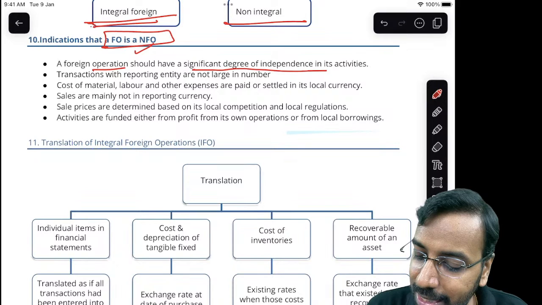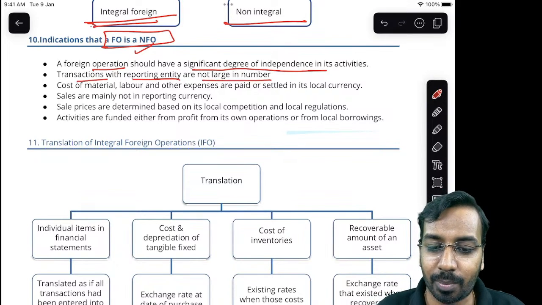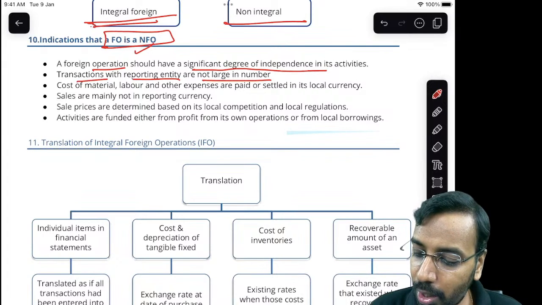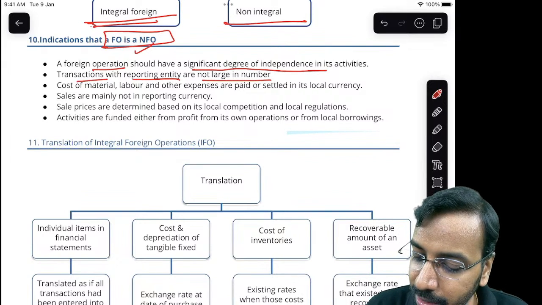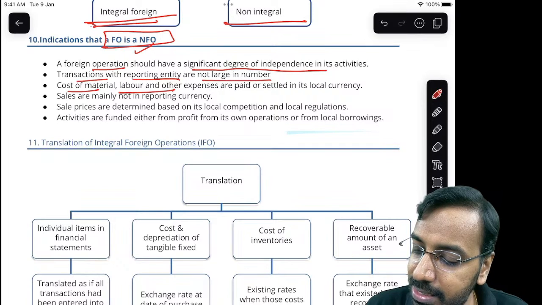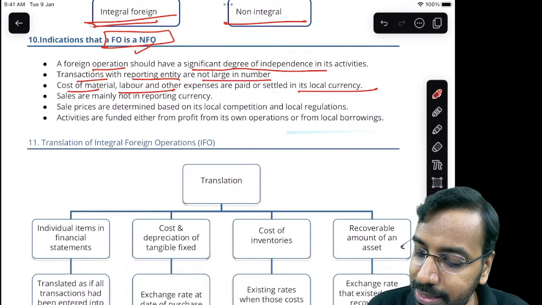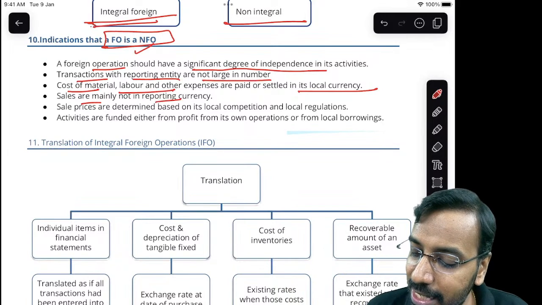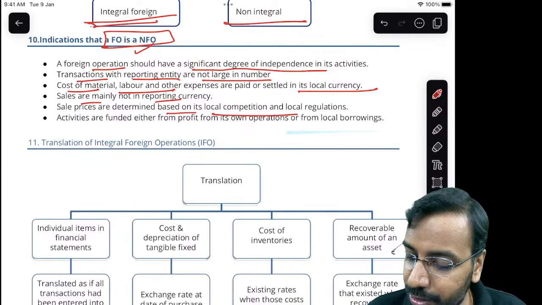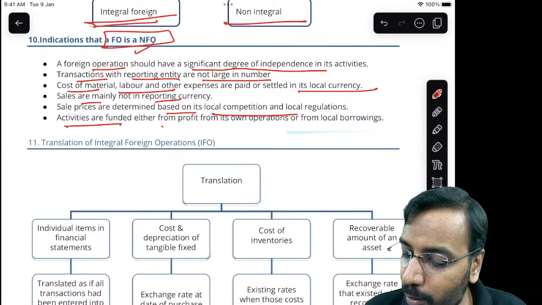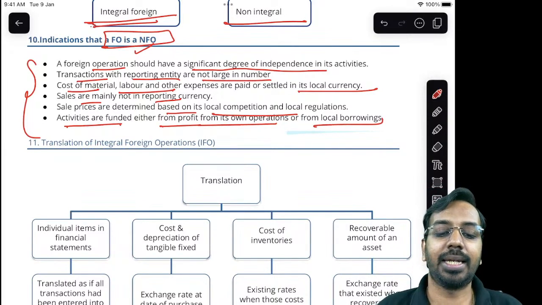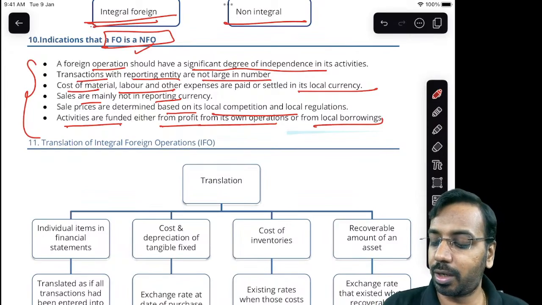Or the transactions with the reporting entity are not large in number. You just take money from your parents, then you spend with outsiders. Or the operating expenses are paid in local currency, or sales are mainly in their local currency and not in the reporting currency. Sales prices are determined based on local competition. Activities funded from profit from its operation or from local borrowings largely, then it is called a non-integral foreign operation.